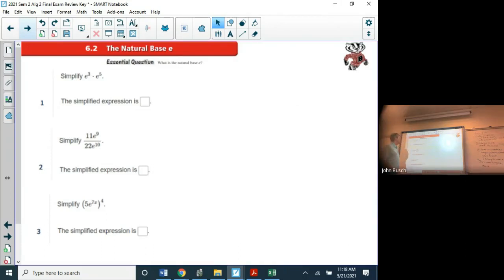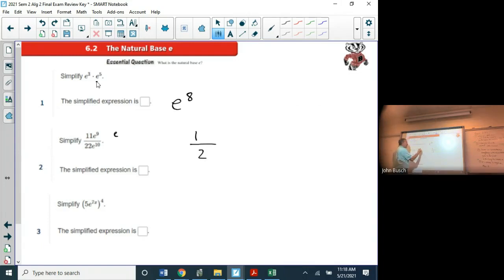The power rules are there. Hopefully you know when you're multiplying, you just add the power. So this is e to the 8th, because 3 plus 5 is 8. When you're dividing, we're subtracting the powers. But you do reduce this fraction 11 over 22, which is 1/2.